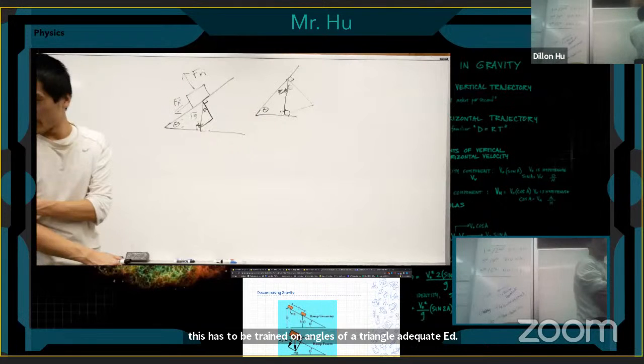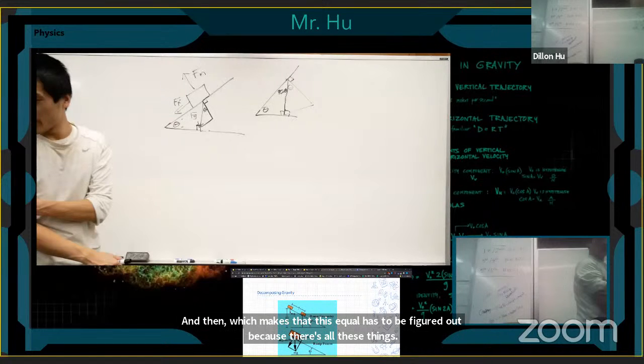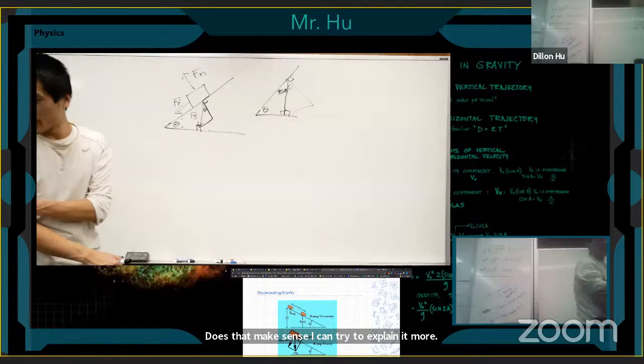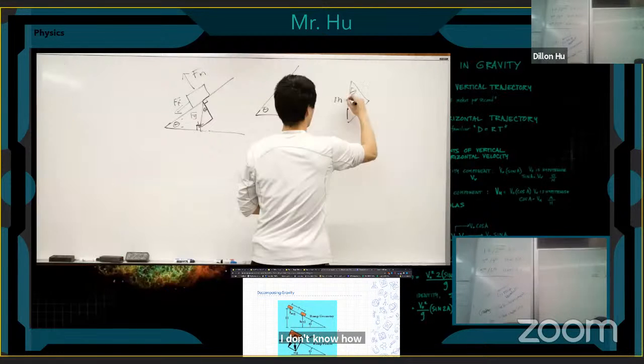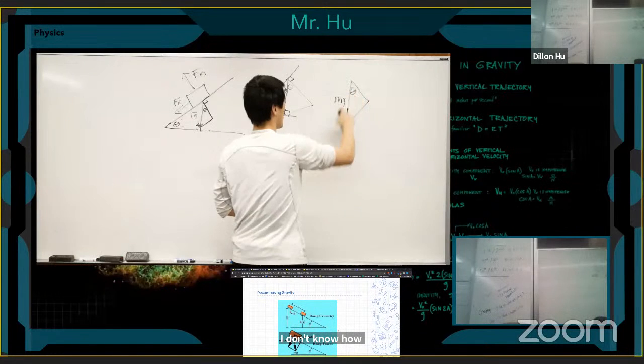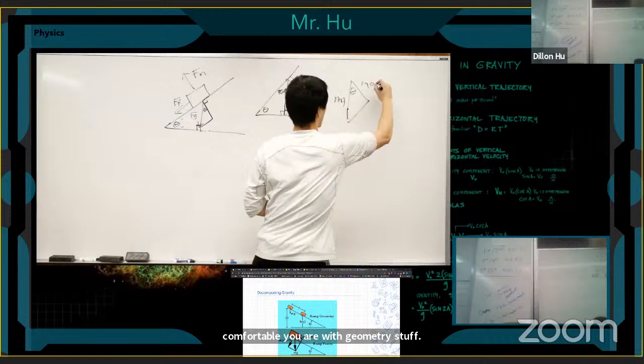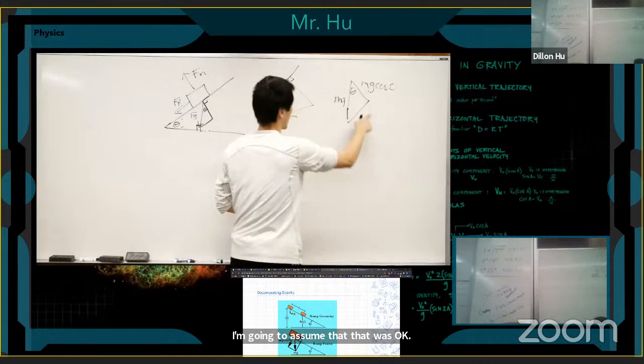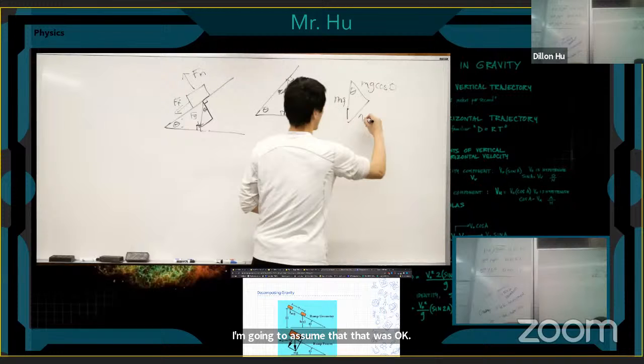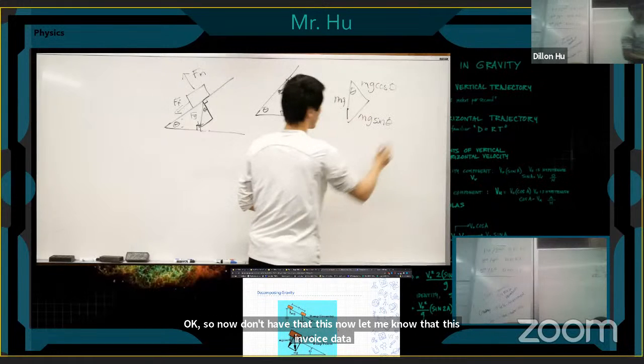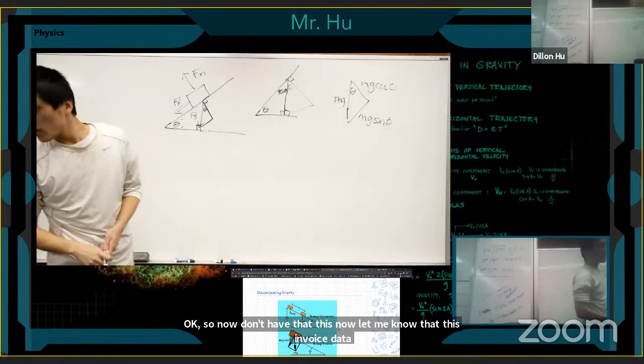Okay, now that we know that this angle is theta, with the hypotenuse being the force of gravity, we can figure out the perpendicular component, which will be mg cosine theta, and the parallel component, which will be mg sine theta. So we now broke down the force of gravity into a perpendicular and a parallel component.